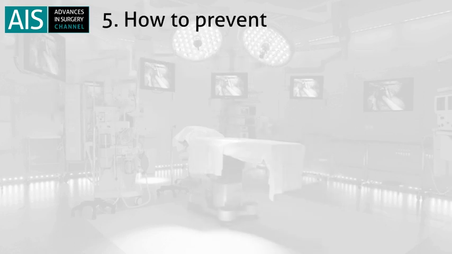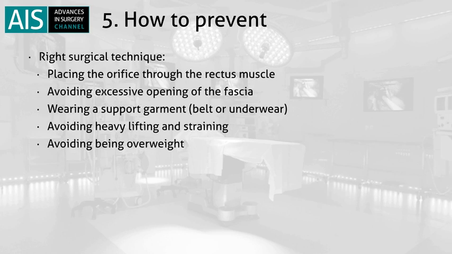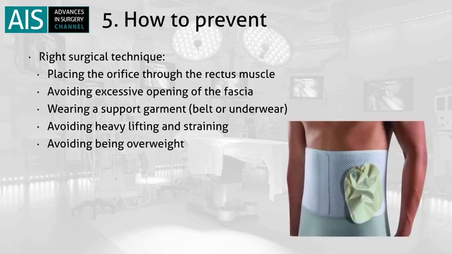How to prevent? There are some intra- and postoperative measures that can help to prevent the development of parastomal hernias, such as correct positioning, placing the orifice through the rectus muscle, avoiding excessive opening of the fascia, as small as possible as long as it doesn't compromise stoma perfusion, wearing a support garment, belt or underwear, avoiding heavy lifting and straining, avoiding being overweight and maintaining a normal body mass index when possible. Being overweight can place additional strain on your abdominal muscles.